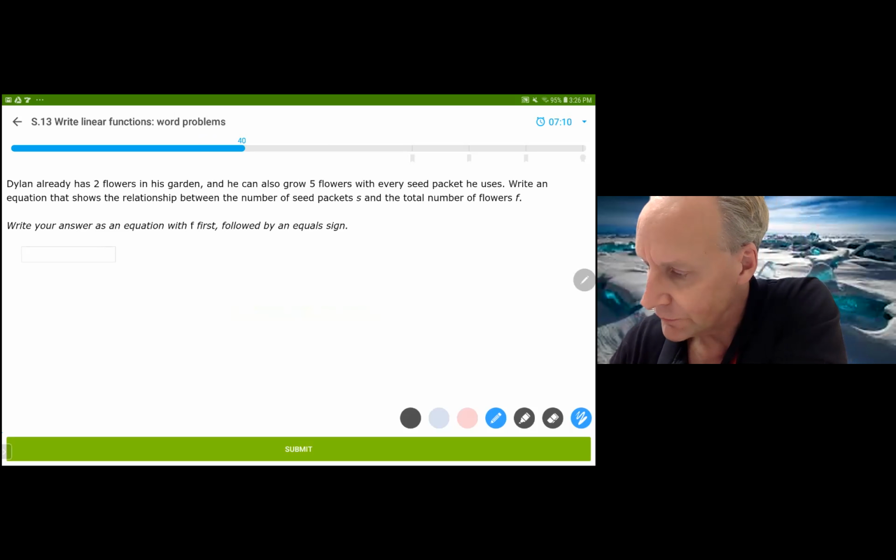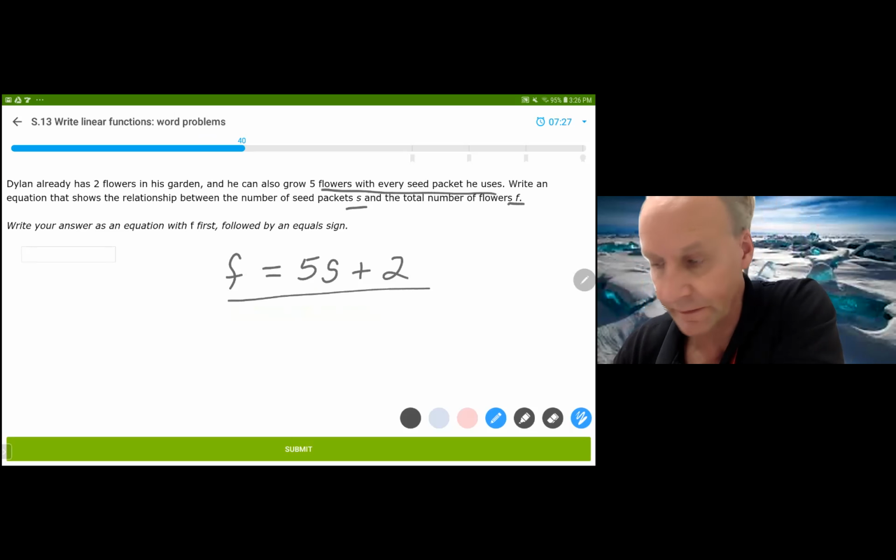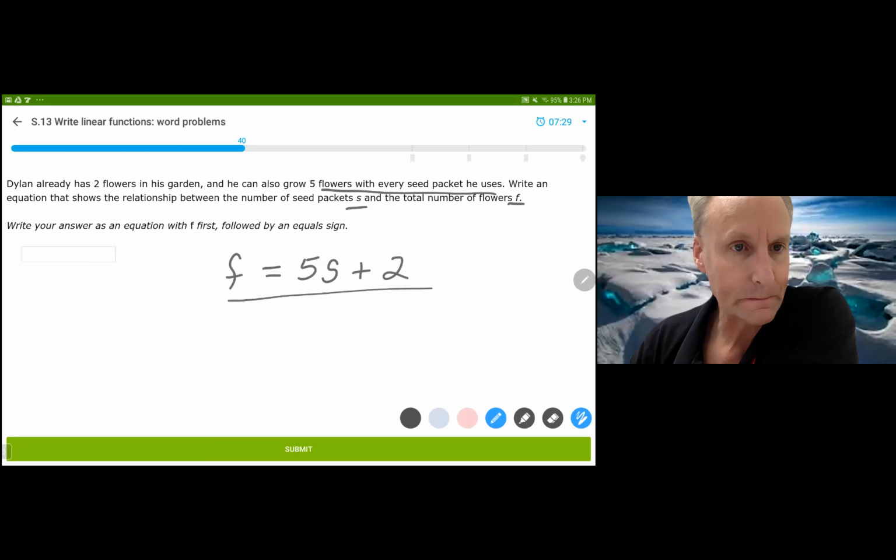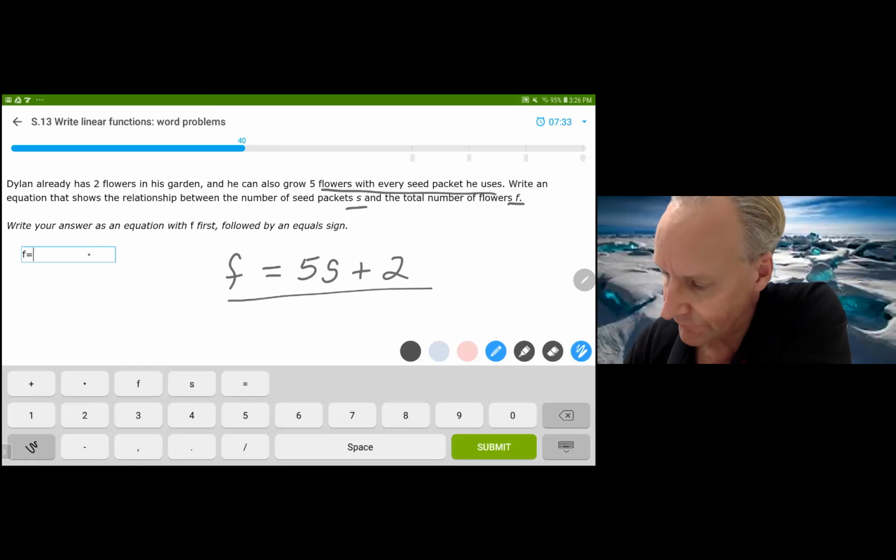Grows 5 flowers with each seed packet. This time S is the seed packet and F is the number of flowers. So the flowers is equal to 5 for each seed packet that he plants, plus the 2 original ones in the garden. So F equals 5 times the number of seed packets plus the original 2.